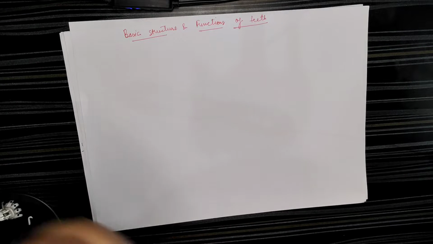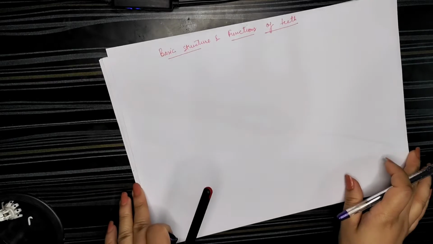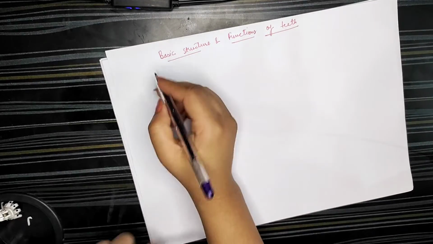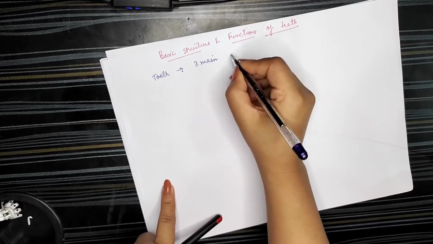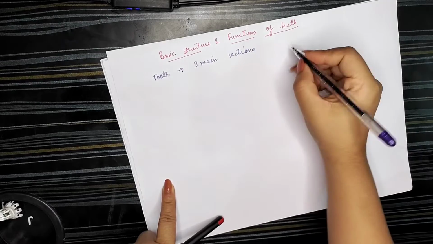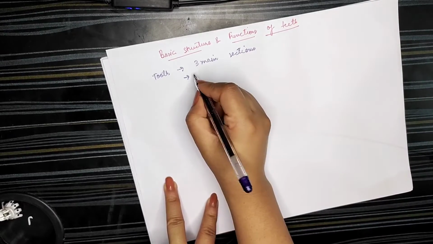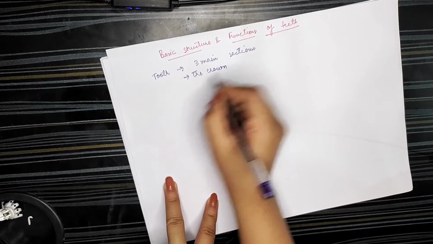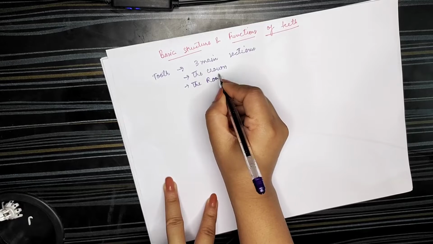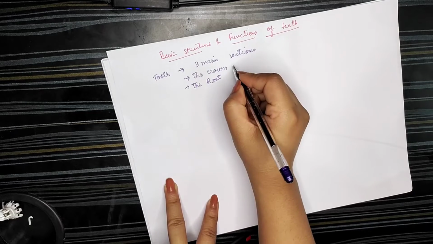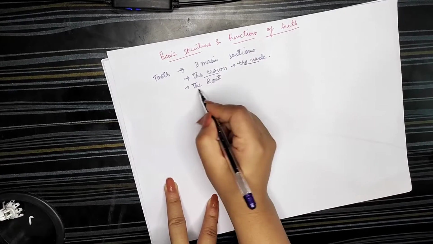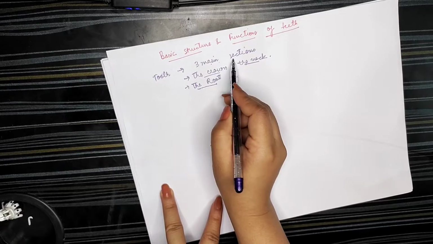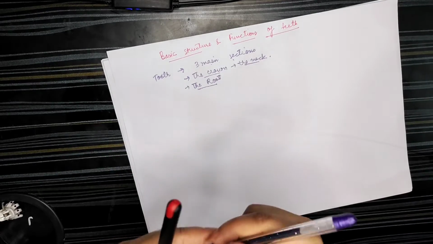So, first of all, you need to know one thing: our tooth contains three main sections, and they are the crown, the root, the neck. The crown, the neck and the root. These are the three main sections which our tooth consists of.